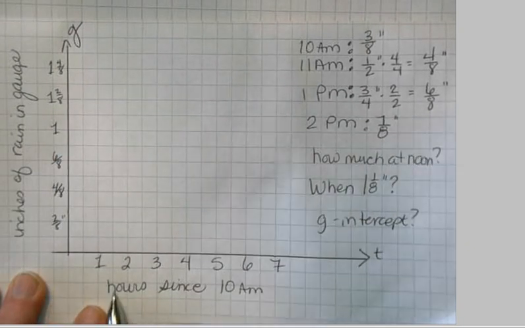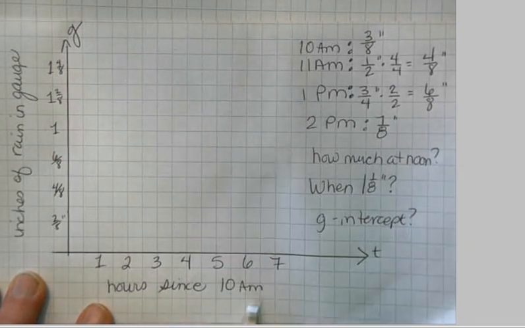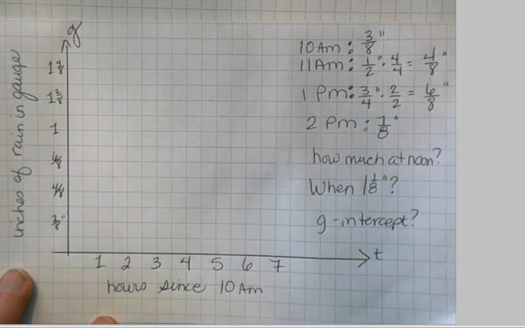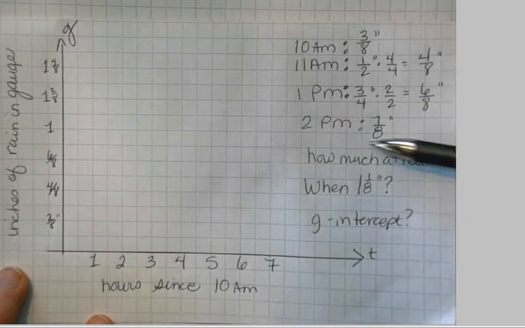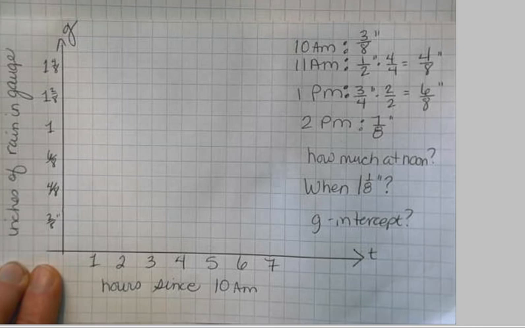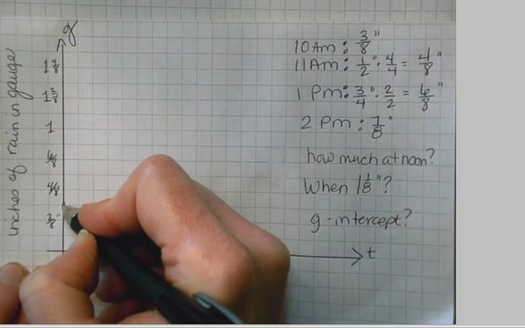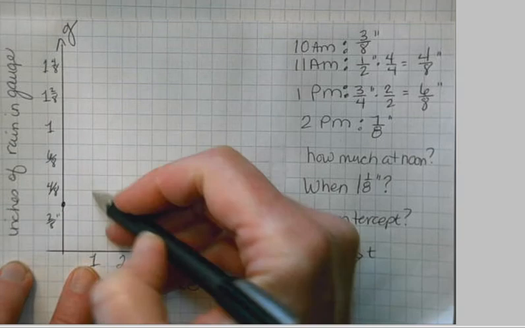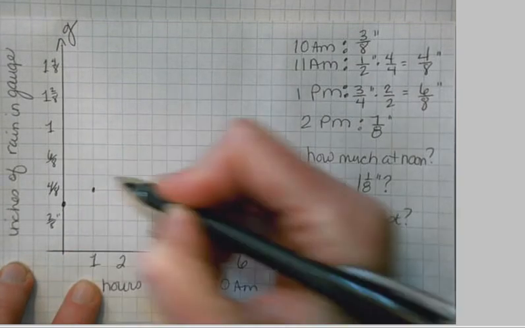Now on my t-axis, I want to be sure that I use the information from the problem. They told me that t was going to be hours since 10 a.m. And so these numbers here don't refer to particular times. They tell me how many hours since 10 a.m. So let's go ahead and get our scatter plot on here. We're going to plot these points. At 10 a.m., which is 0 hours since 10 a.m., we have 3/8 of an inch. At 11 a.m., we have 4/8, and so that's 1 hour since 10 a.m.